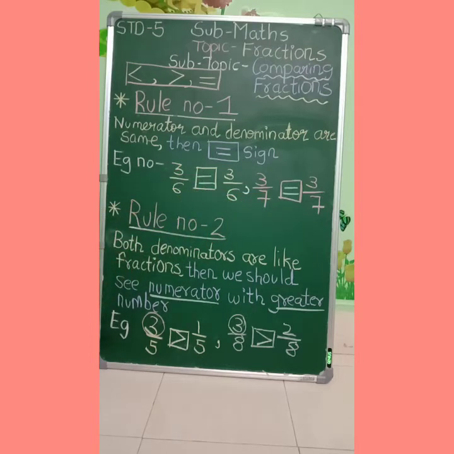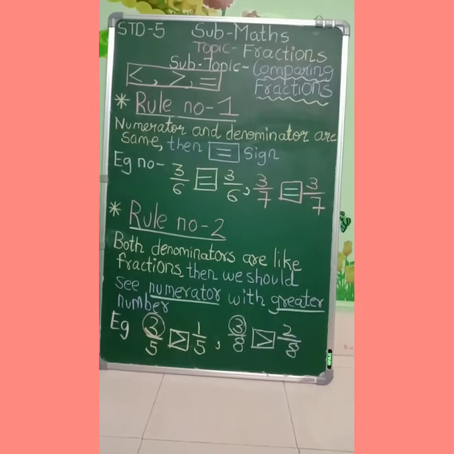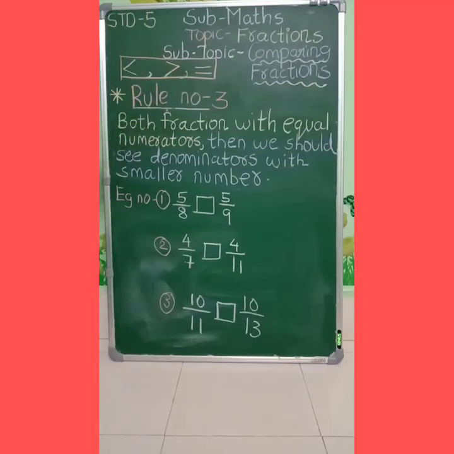Rule number 2: if both the denominators are the same, then you will see the numerator. If the numerator is greater, that fraction is the greater fraction. Now students, see rule number 3. For comparing fractions there are 4 rules. Rule number 1, both numerators and denominators are equal, we have to put the equal sign. Rule number 2, if both the denominators are equal, we should see the numerator with the greater number.